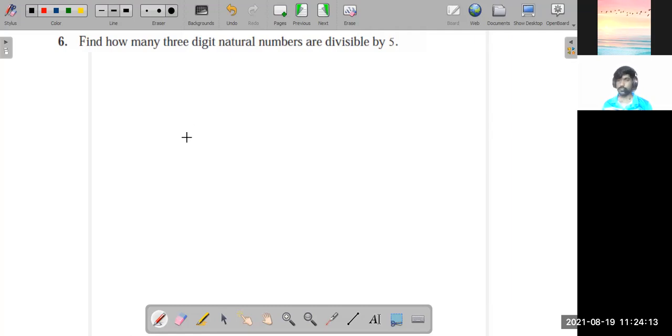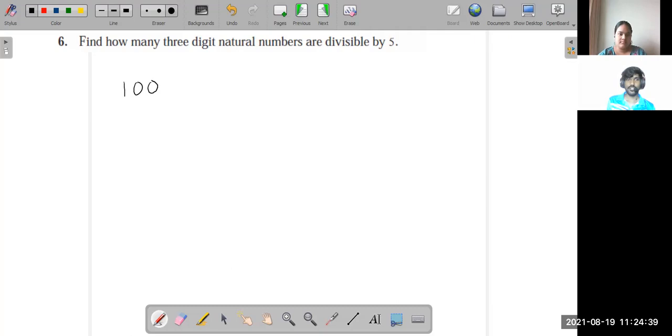The table of 5. Which one is the smallest, but it has to be a three-digit number? Whichever three-digit number comes first in the table of 5. You have to tell me that. 100. Yes, correct. 100 is the smallest three-digit number which is divisible by 5. After 100, the next, 105, is divisible by 5. After this, you keep adding 5 to it. After this, 110 is divisible by 5.